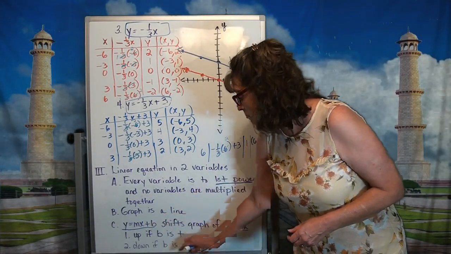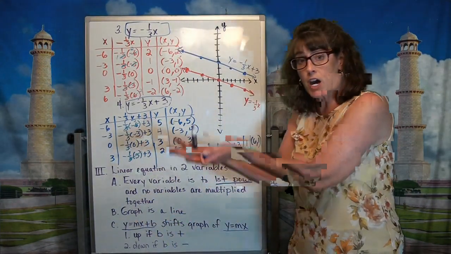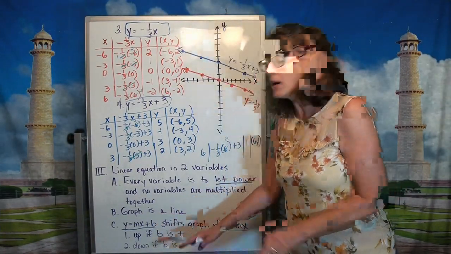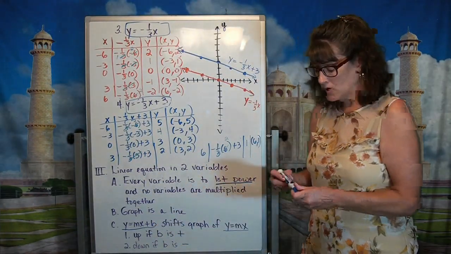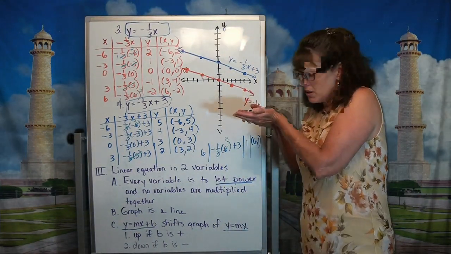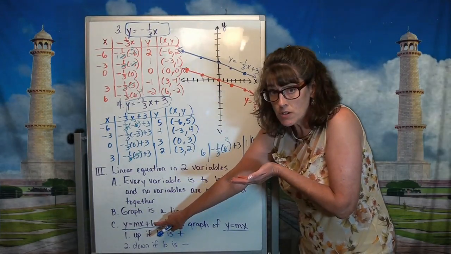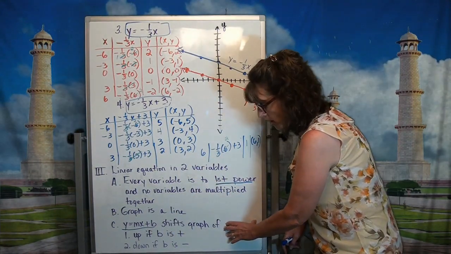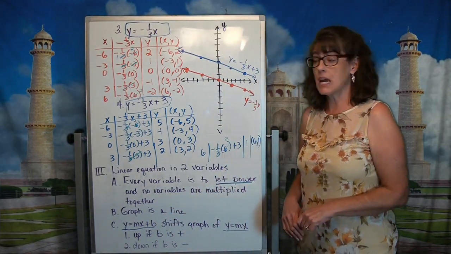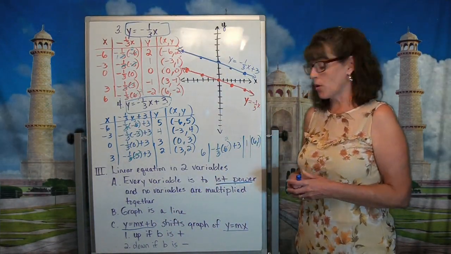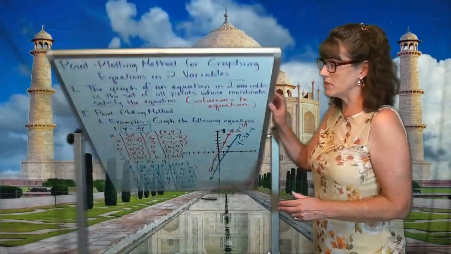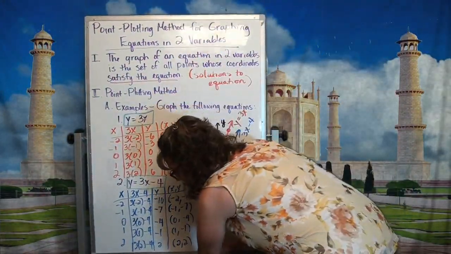And so if that b is positive, it will shift everything up that many units. If your b is negative, it will shift everything down that many units. Meaning it will take this graph here and shift it up that many units if b is positive. We'll take this graph here and shift it down that many units if b is negative. So that kind of helps with the graphing. But the bottom line is this: if you need to graph any of these, the easiest way to do it is that point plotting method.